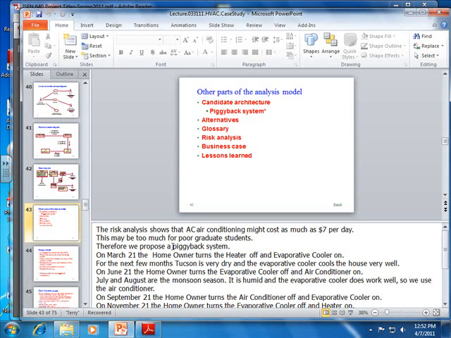Basically, the piggyback system involves using an evaporative cooler during certain times of the year. Instead of using the AC, because the AC is more expensive, you can use an evaporative cooler, which is cheaper to run. But it is not as efficient as the AC in terms of cooling. So in Tucson, in particular, it's nice there during March, April, and sometimes May. So on March 21st, the homeowner turns the heater off and the evaporative cooler on.